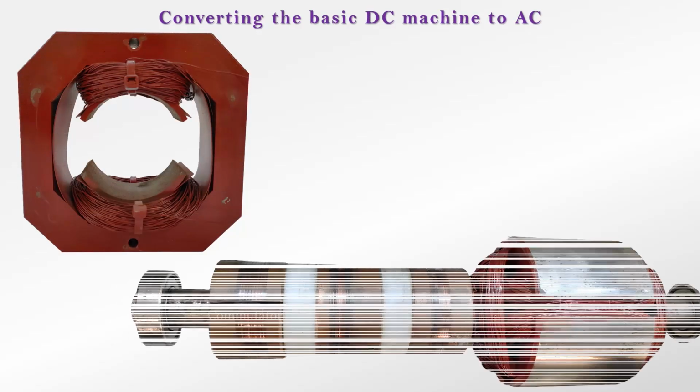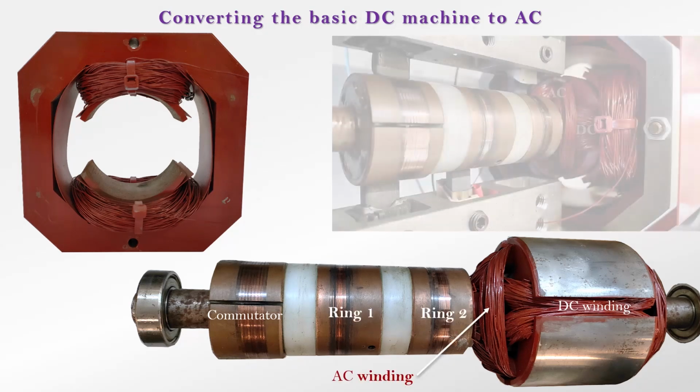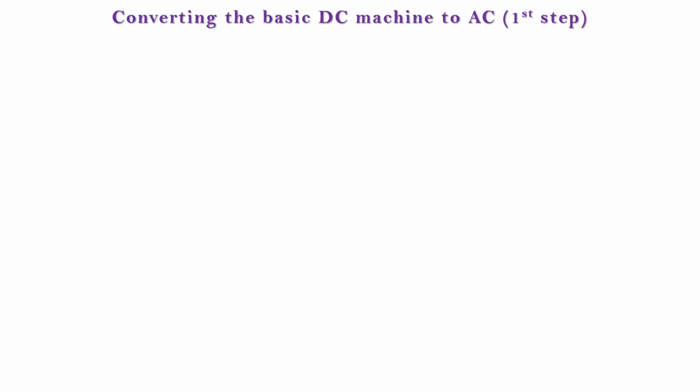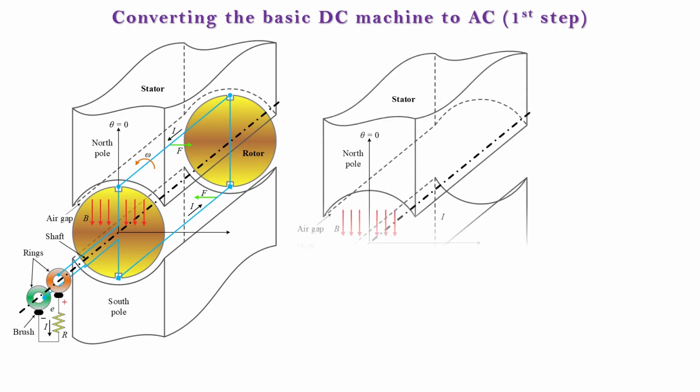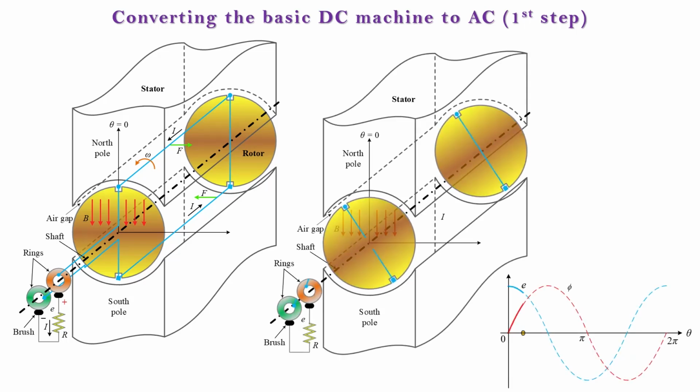The basic DC machine is converted to AC by connecting the ends of a second armature winding to two rings instead of the commutator. By rotating the rotor shaft, an AC voltage is generated in the armature winding.